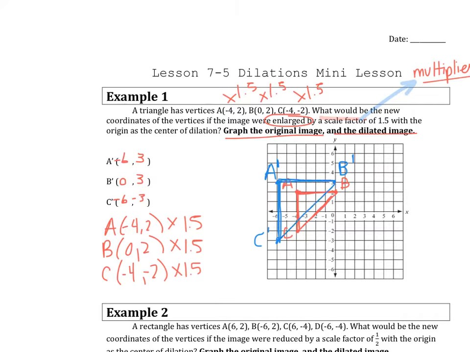Did we do everything we were supposed to? We graphed the original image. Check. We graphed the dilated image. Check. We showed all of our points. Check. And we labeled everything. Awesome. So we're going to get full credit. Let's go on to the next one.